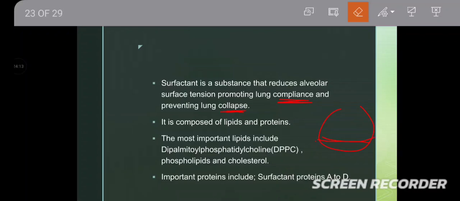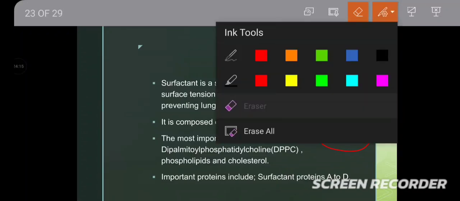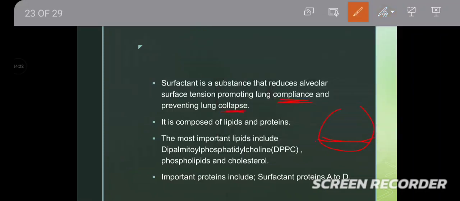So what is it composed of? Mainly lipids, and proteins. The most important lipid is dipalmitoyl phosphatidylcholine. Of course, there are other phospholipids and cholesterol, but dipalmitoyl phosphatidylcholine is the most important lipid that makes up the surfactant. So it is not the only constituent. Surfactant also contains phospholipids, and cholesterol is also found in surfactant.